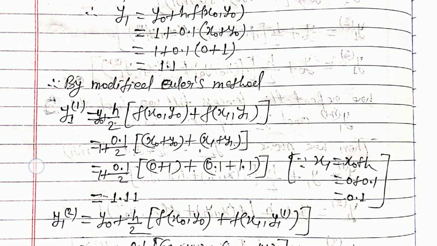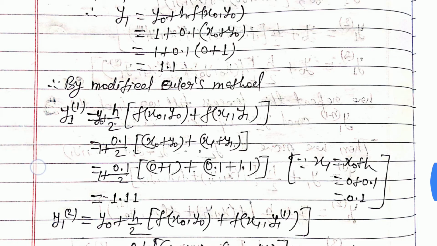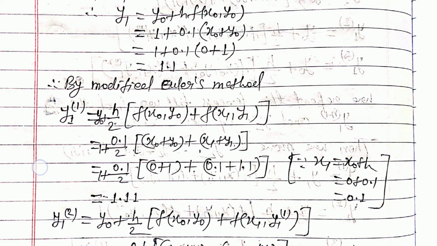These values are: x naught is 0, y naught is 1 and x1 is 0.1, because the first value of x is 0 and h is 0.1. So x1 is equal to 0.1, that means 0 plus 0.1. We substitute these values, with x1 equal to 0.1 and y1 equal to 1.1, and we find y1 the first time, which is 1.11.